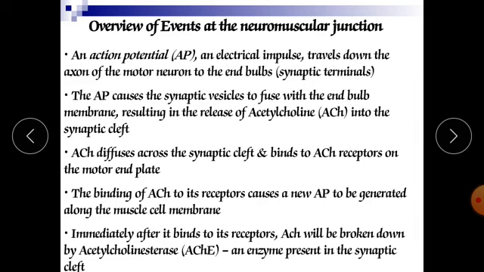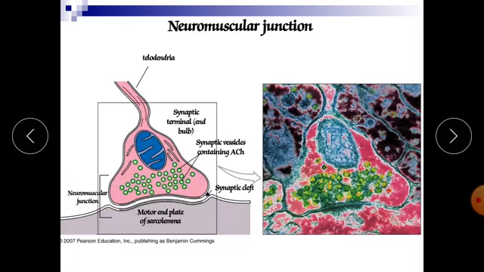The action potential causes the synaptic vesicles to fuse with the end bulb membrane, resulting in the release of acetylcholine, which is a neurotransmitter, into the synaptic cleft. So as we saw here, the acetylcholine will be released from this synaptic cleft toward your muscles.